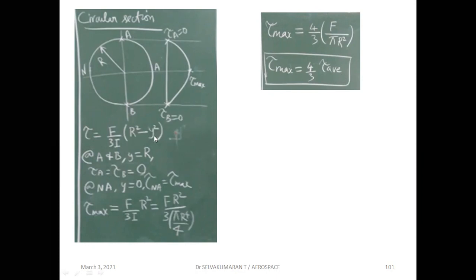Again, we are getting y square, so the nature of the shear stress distribution, or shear stress diagram, would be a parabola. Simply connect tau A, tau max and tau B by means of a parabola.